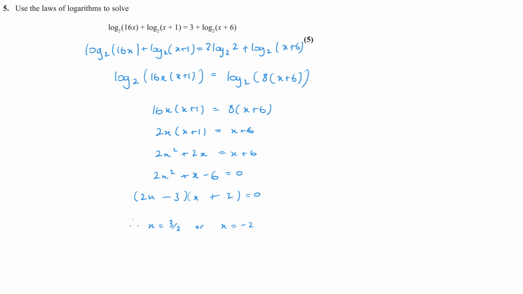Now, next little bit is just to check your answers. Now, x equals minus 2 works here, but in here it would give me a negative value, and log of a negative value is impossible, and in here it would give me a negative value. So this is not possible. Therefore x equals 3 over 2 only. Okay, and that's it solved. That's one way of doing it anyway.